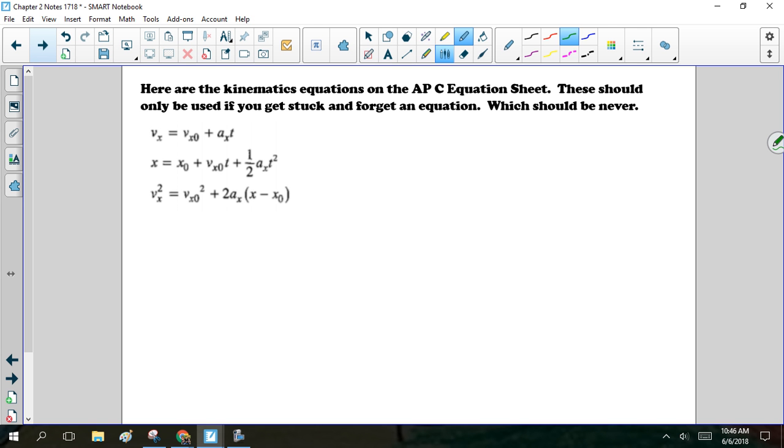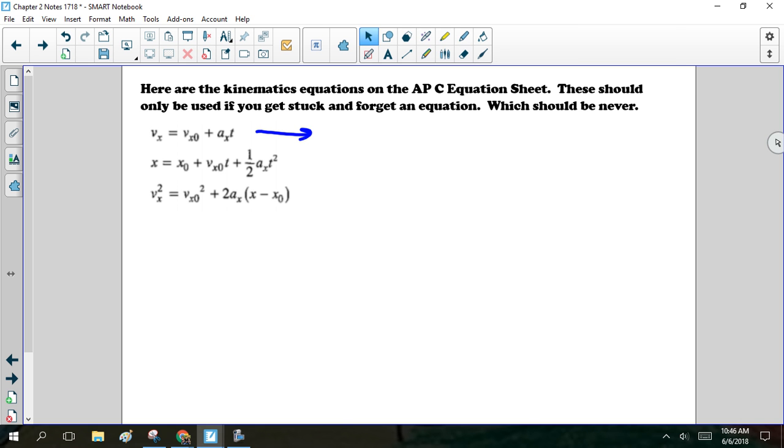All right, so let me take these three equations as they're written on the AP sheet and write them in the notation that you're more familiar with. All of these x's are just indicating that we're talking about motion in one dimension. So here, x is that dimension.